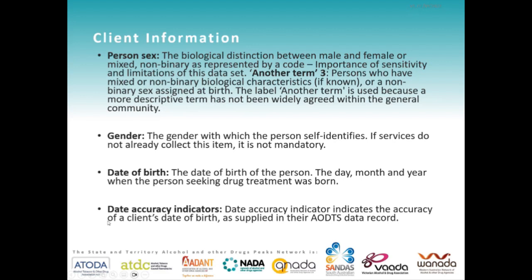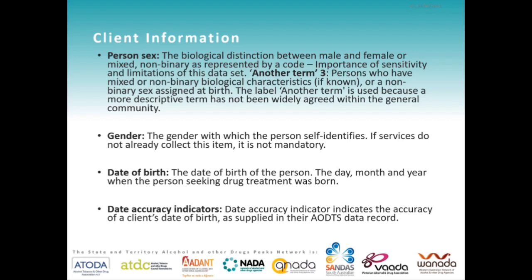So the client information that is collected is the really basic demographics of a person's existence. Just in the last 12 months, we've added gender as well as sex. Obviously sex is male, female, undetermined, or prefer not to say, whereas gender is male, female, non-binary. That gender item was voluntary in the last year. From this year, it will become a mandatory item.